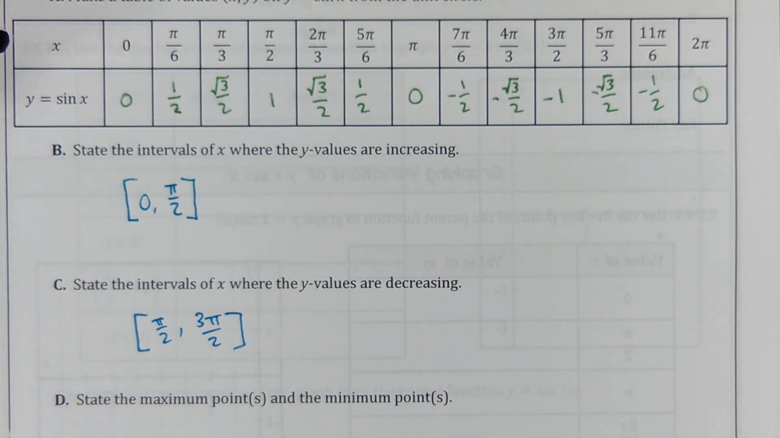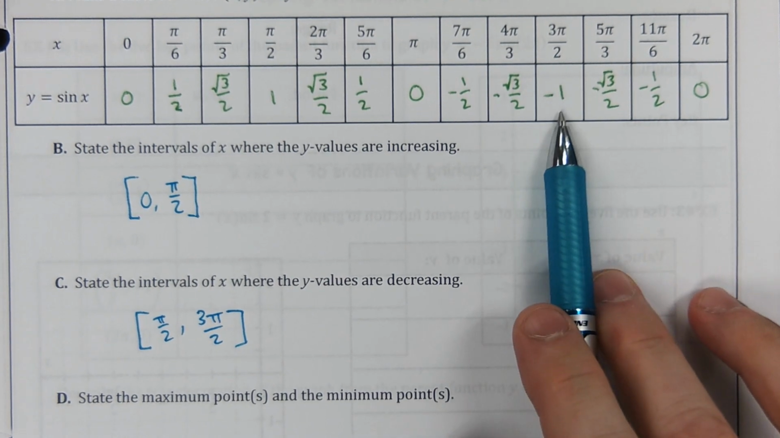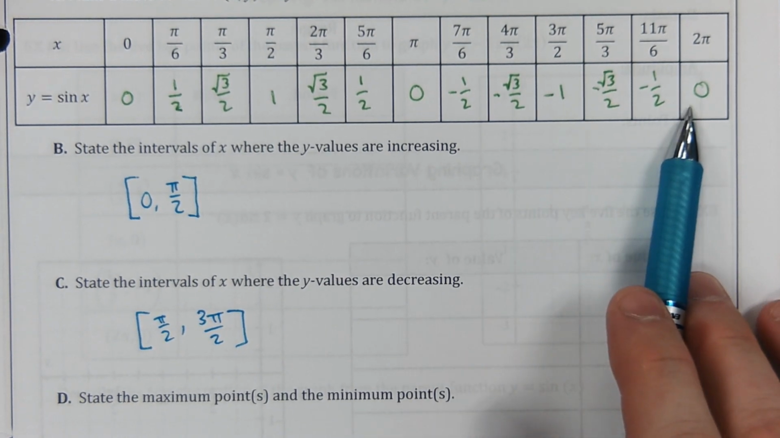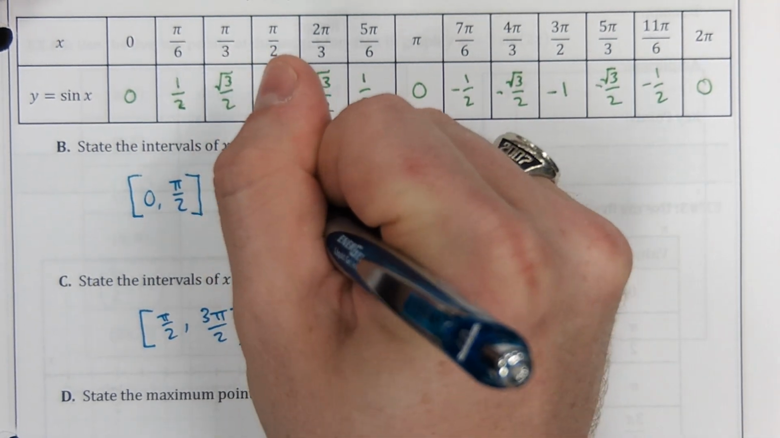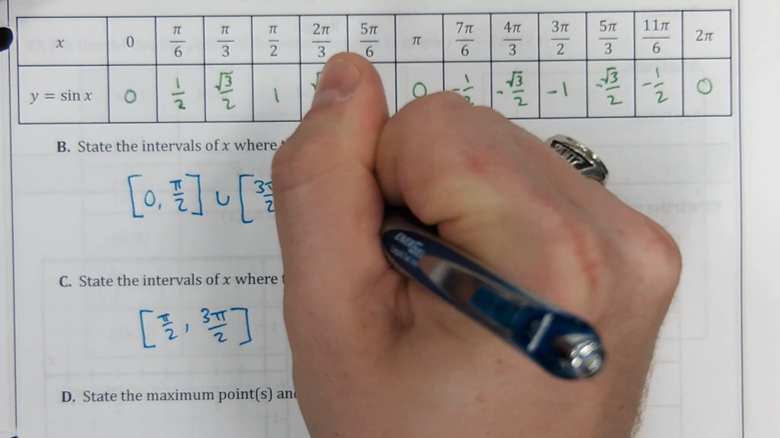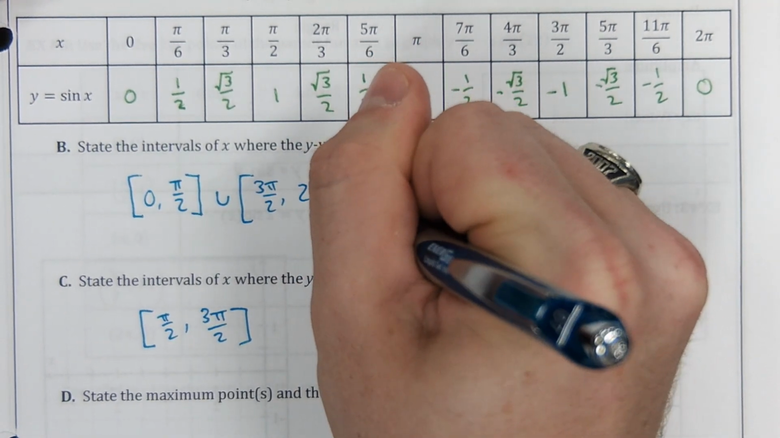Because after x equals 3 pi over 2, these values approach 0 again from -1, which means they're increasing once again. Like that.